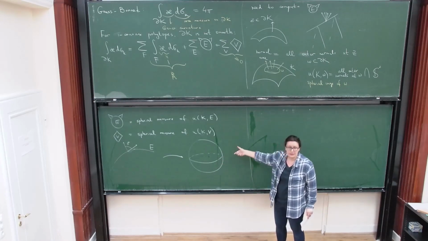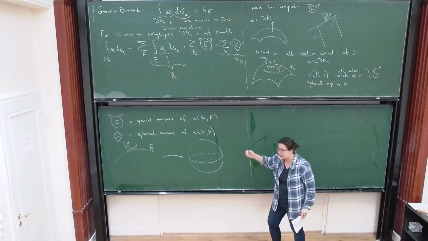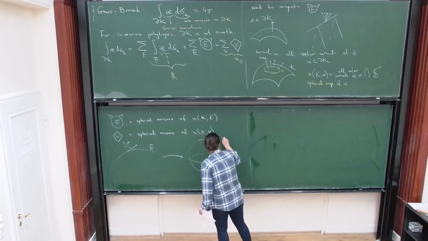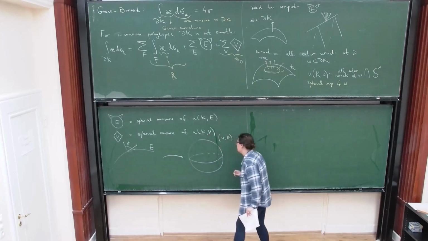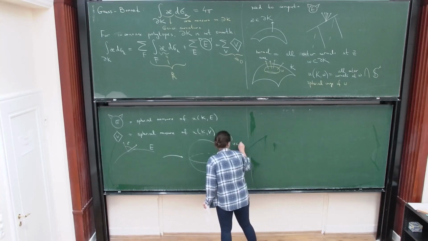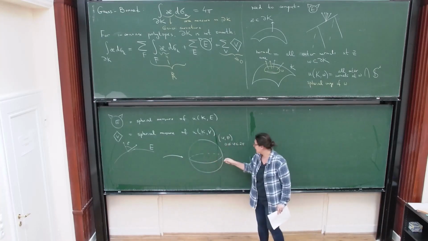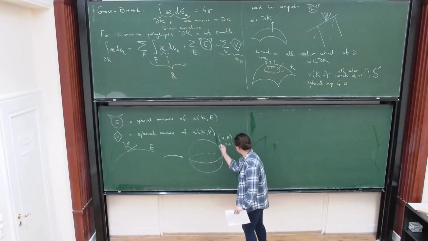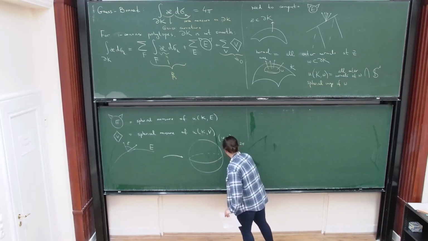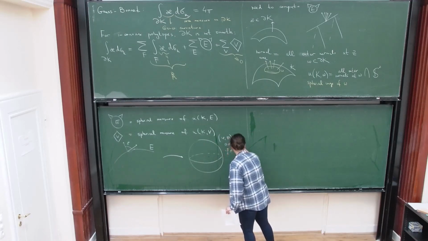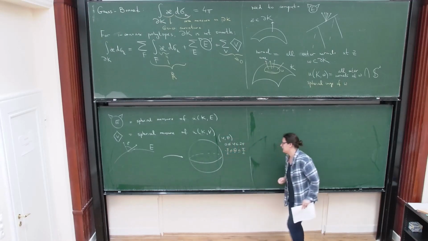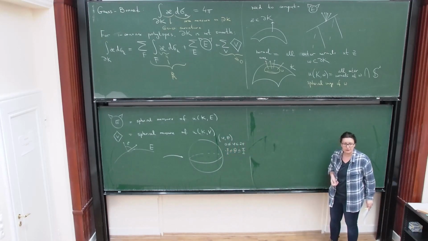Well, I can always introduce the spherical coordinates here. So I can think about the spherical coordinates phi, theta, right? Such that phi is the angle that runs in the plane, right? And theta is the angle that runs like that. So I'm going to take this parameterization when theta changes between minus pi over 2 and pi over 2.